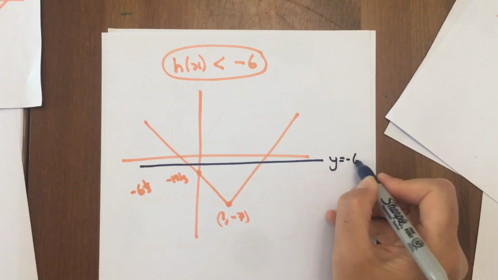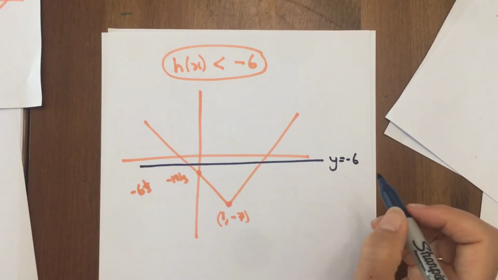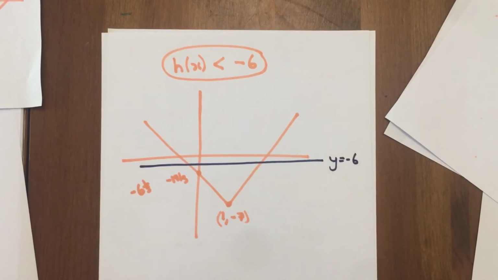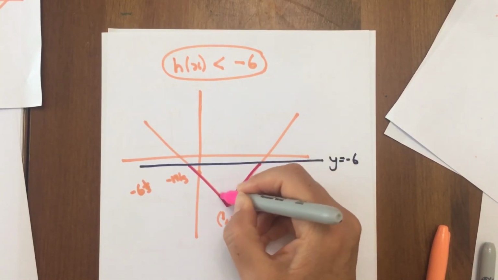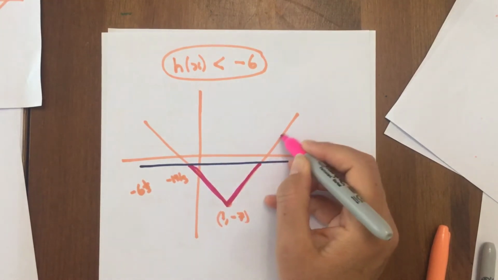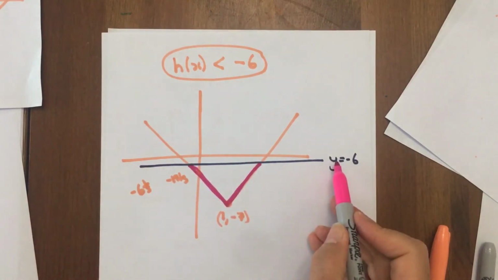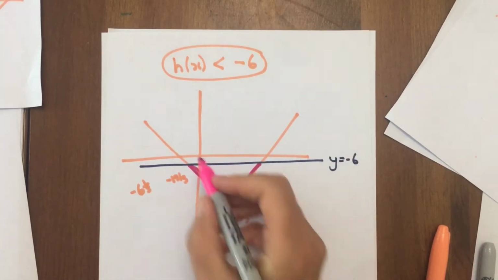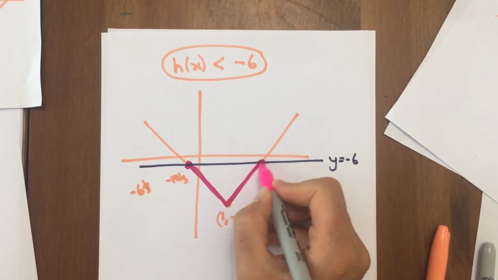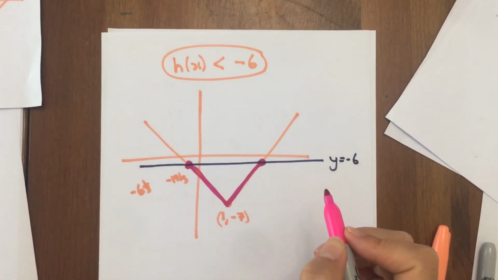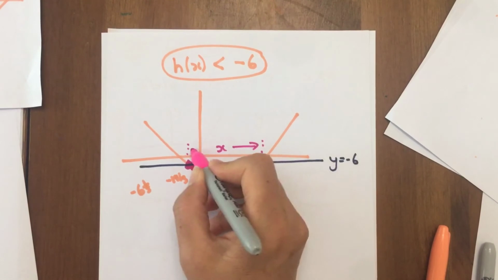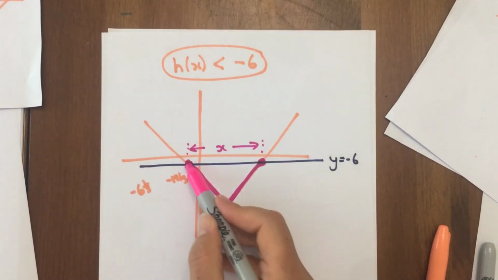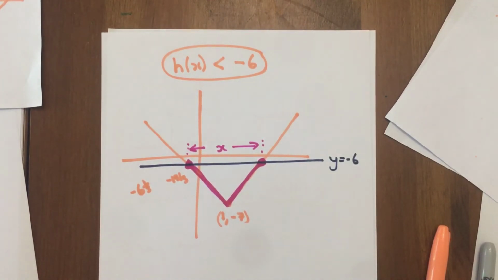y equals negative 6. So when is h of x less than negative 6? Well, if I just do that in a different colour, it's all these values here. All these values of x, my h of x is smaller than negative 6, yeah? So let's find these 2 points of intersection, and then once we've got that, all my values of x between these 2 points will give me h of x is less than negative 6.